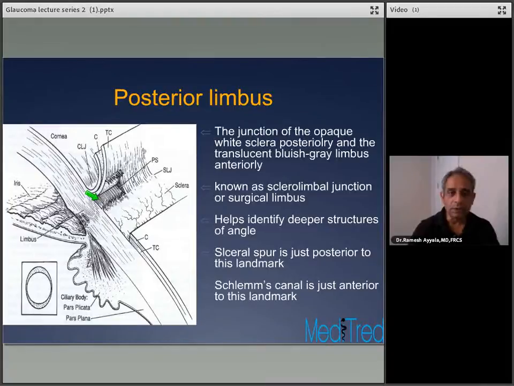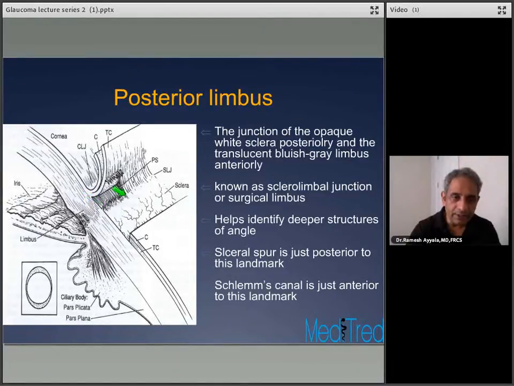Now the posterior limbal junction, the junction of the opaque white sclera posteriorly and the translucent bluish gray limbus anteriorly, is called the posterior limbus. It's also called the surgical limbus. Okay, so the transition zone between the sclera and the translucent area of transition into cornea is called the surgical limbus, and it helps identify deeper structures with the angle. So the scleral spur is just posterior to this landmark.